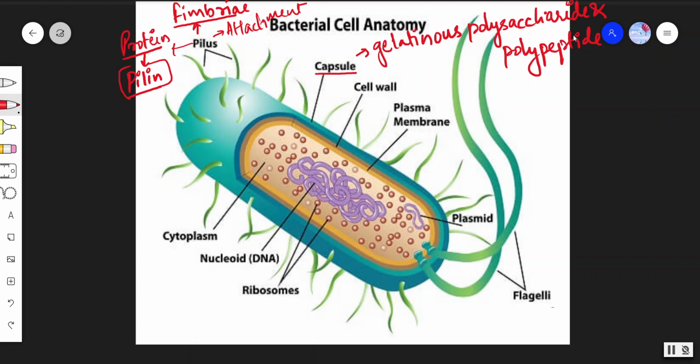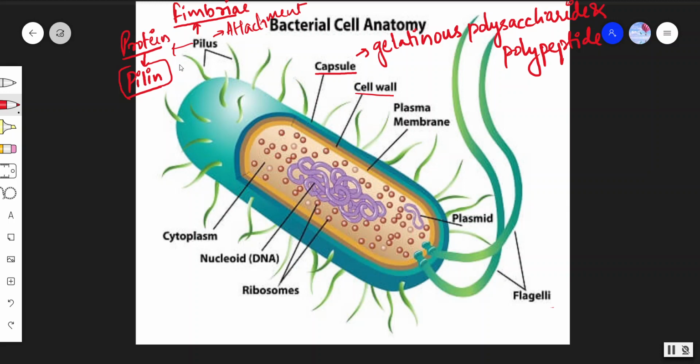Clear? First thing, the outermost layer is the capsule. The capsule is made up of gelatinous polysaccharide and polypeptide. Clear? And what is its function? Its function is to protect the bacteria from pathogens and desiccation. Desiccation means getting ruptured. Okay, and it also helps in adherence to surfaces. Now move to the next layer, that is the cell wall.